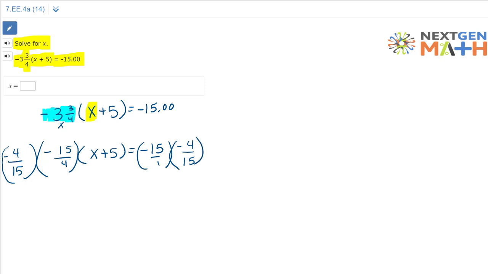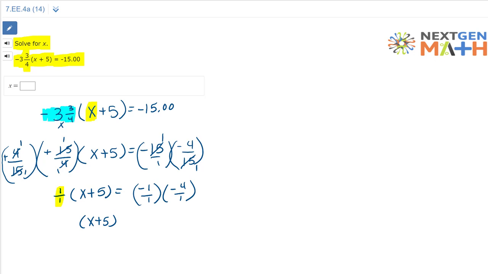So why are we doing this? By multiplying by the reciprocal, it's going to allow us to create 1, because 4 over 4 cross cancels to 1 over 1. 15 and 15 right there, that cross cancels to 1 over 1. Negative times a negative is a positive, so we're essentially left with 1 over 1 times the quantity x plus 5 equals, now we'll do the math over here, 15 and 15, they cross cancel to 1 over 1. So we're left with negative 1 over 1 multiplied by negative 4 over 1. We have this right here, which is essentially 1.